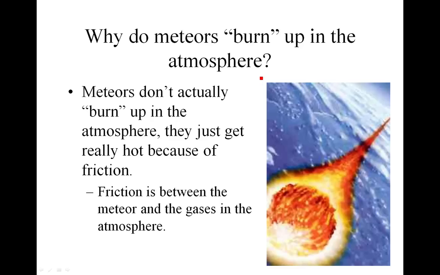Why do meteors burn up in the atmosphere? Well, first, they don't actually burn up in the atmosphere. They just get really, really hot, and it's because of friction. Meteorites are moving really quickly, 40,000 miles per hour, maybe 45,000 miles per hour. Because they're going so fast, the air is rubbing against them. There's lots of air rubbing against them, and that makes lots of friction, and it makes them very hot. So a shooting star is just a meteor that's getting really hot because it's going so fast through the atmosphere.